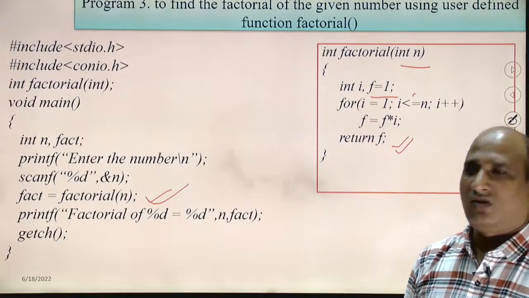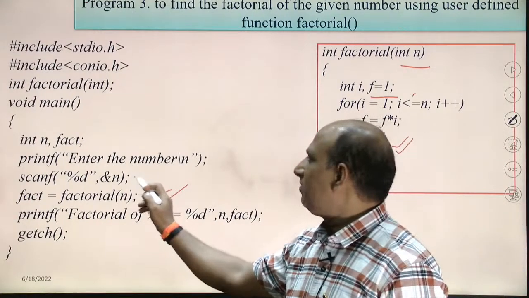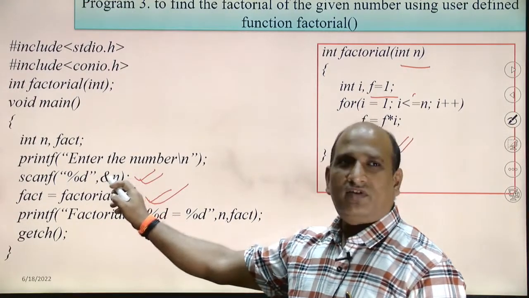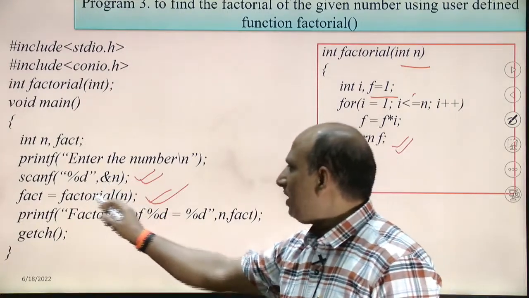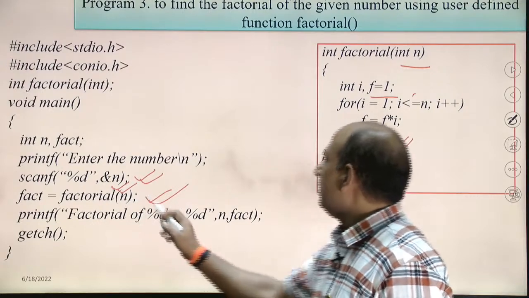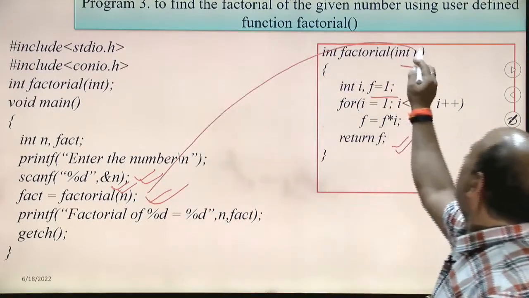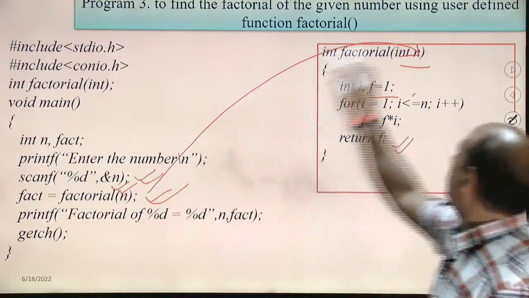Here it has been called in the main function by passing the value of n. The value of n is taken from the user with the scanf function, and it has been passed to this factorial function. The control will jump to here, and the value of n is copied to this n.